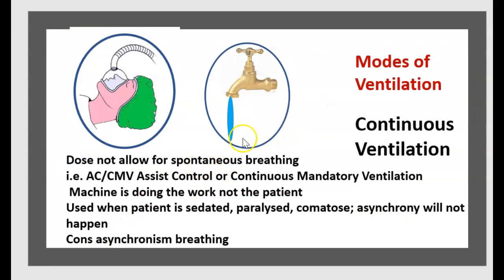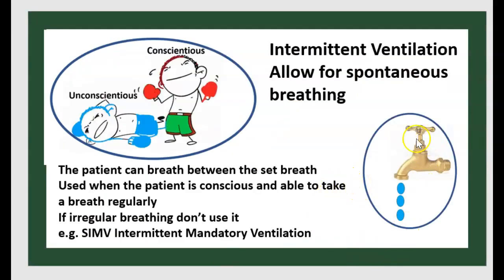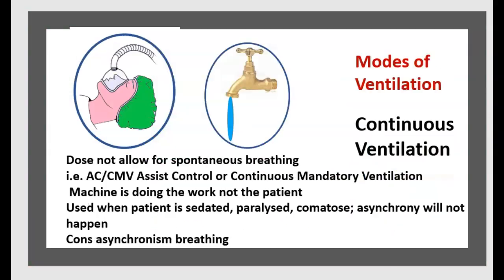Two modes of ventilation. The first one is continuous ventilation. The second one is intermittent ventilation. Continuous ventilation does not allow for spontaneous breathing, like assist control or continuous mandatory ventilation. The machine is doing the work, not the patient. It's used when the patient is sedated, paralyzed, or comatose. As a consequence, asynchrony will not happen.